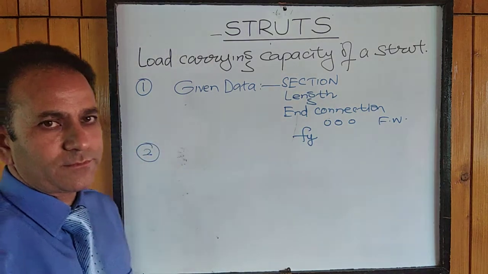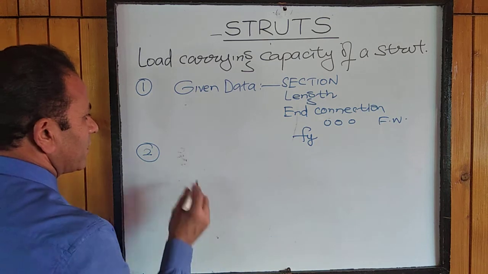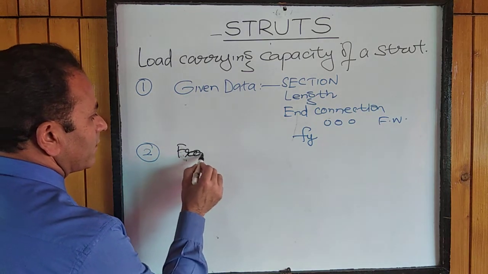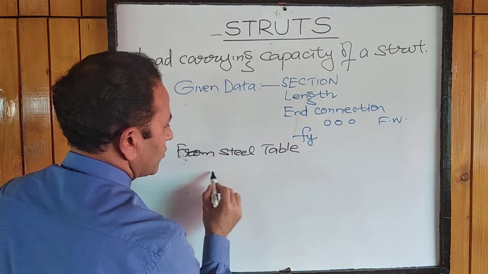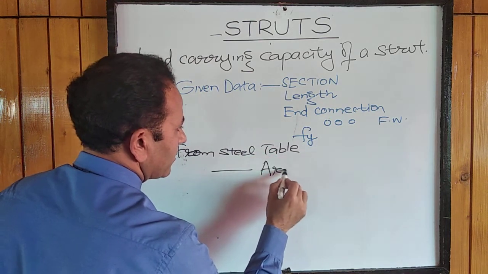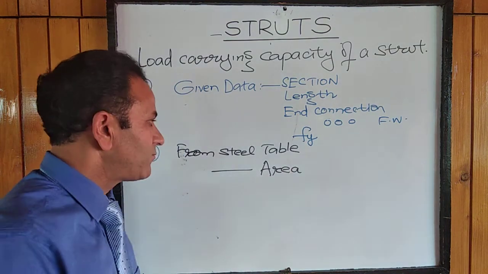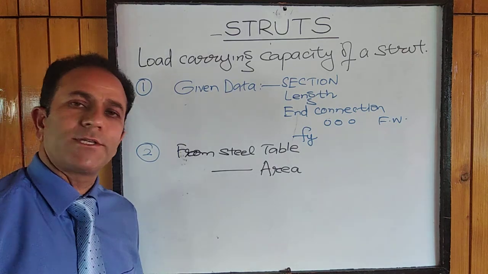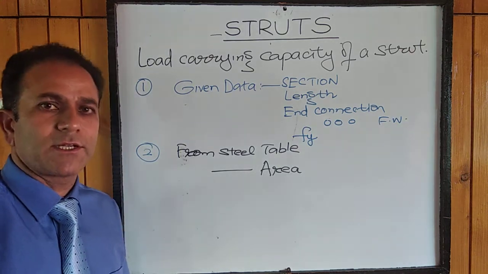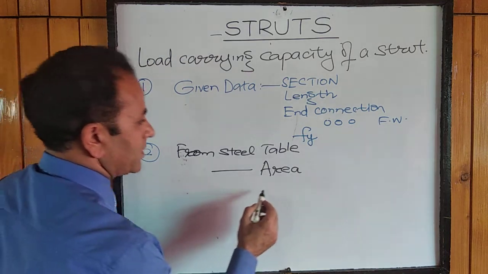Then, after we know the sectional details, we go to the steel table. From the steel table, we find out the area. If it is a single angle section, we will go to the single angle section and find out the area of the member. If it is a double angle section, even then the data is available in the steel table. We can go to the double angle section and then find out the area of both the angle sections together.